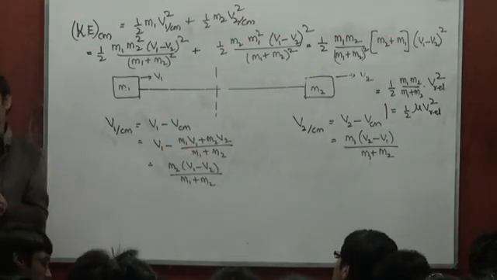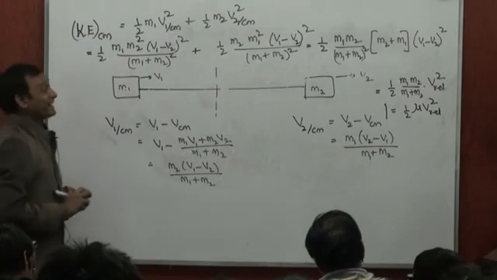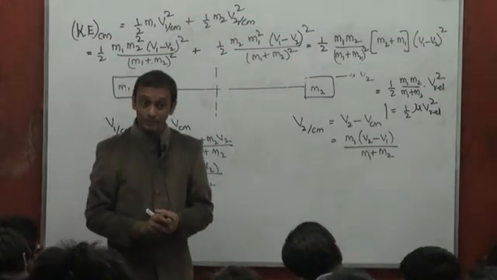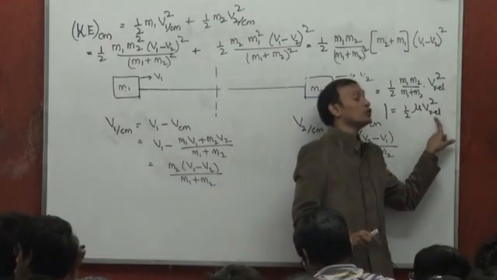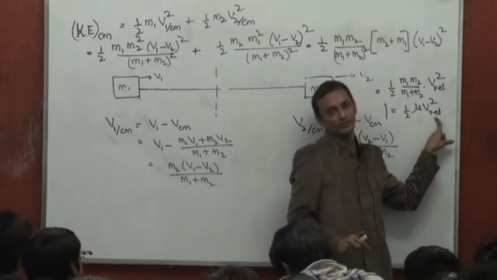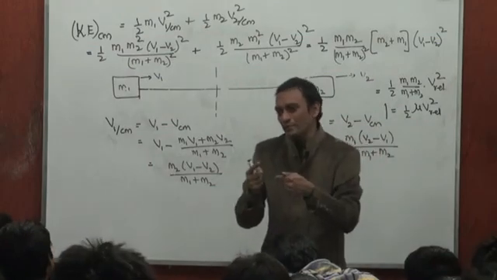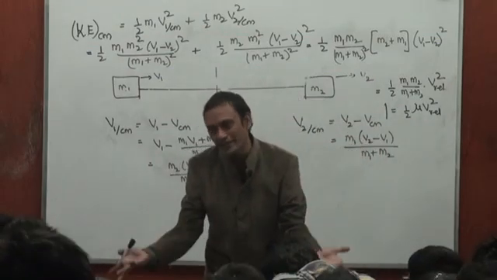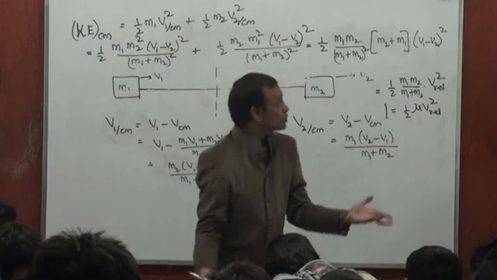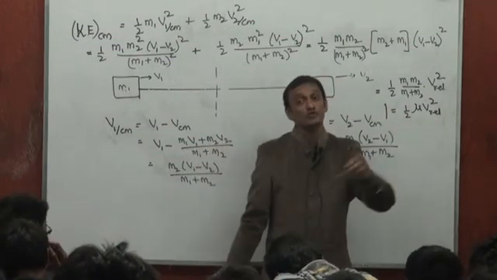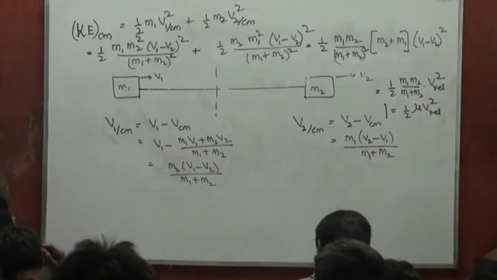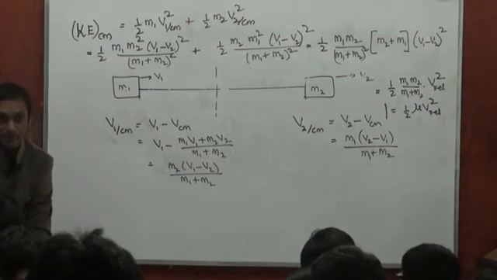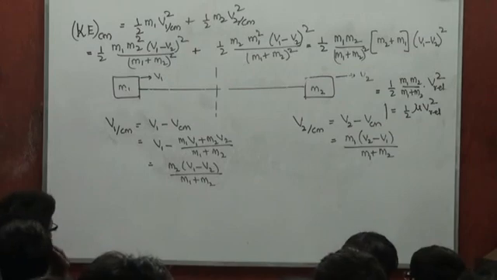So, if you have a pair of particles, then the kinetic energy in the center of mass frame is going to be half mu into the square of the relative velocity. Now, relative velocity, whether you compute it in the center of mass frame or the ground frame, is going to be the same, right? So half mu, the reduced mass, into the square of the relative velocity will give you the kinetic energy in the center of mass frame.